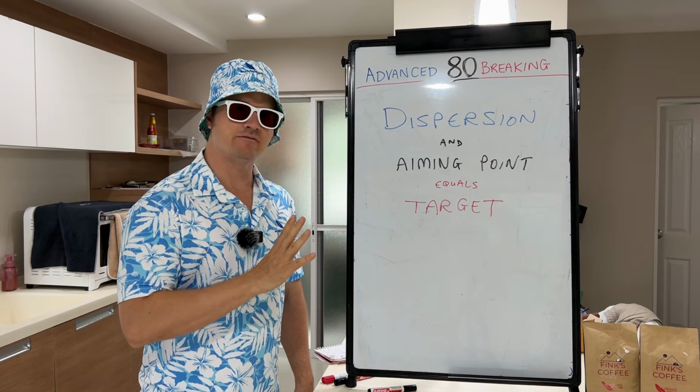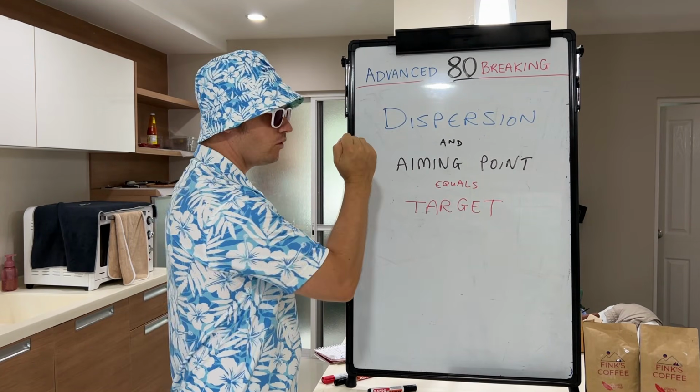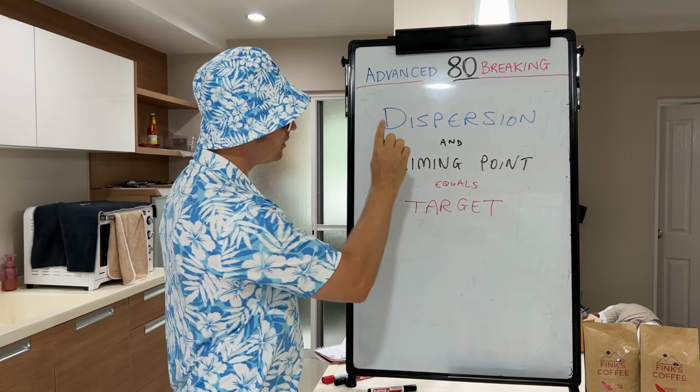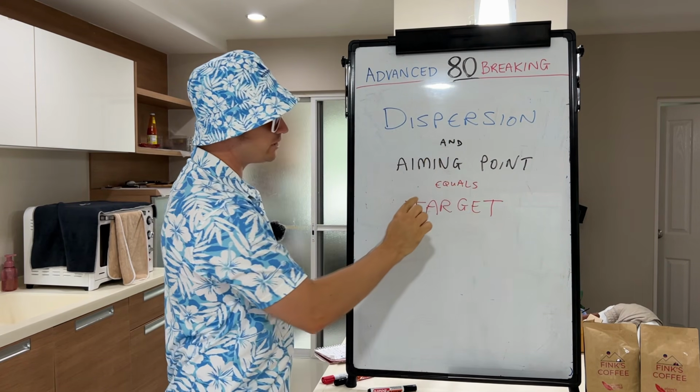How to break 80, the advanced lecture. First thing we're going to dive into, no time wasted, because 80 breakers don't waste time. We're going to get into dispersion and aim point equals a target.